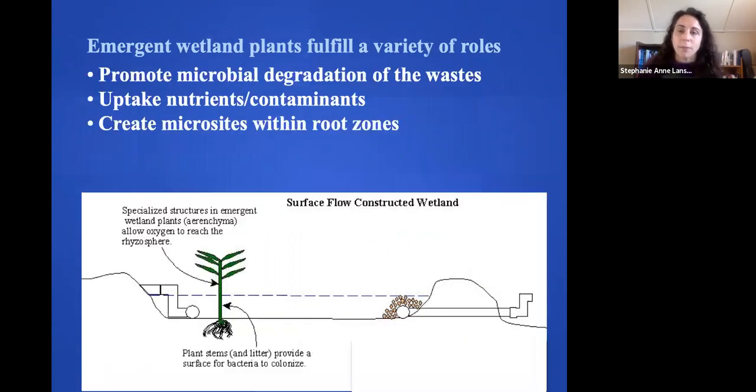The emergent wetland plants fill a variety of roles. They promote microbial degradation of the waste. They also take up nutrients and contaminants into the plants themselves. They also create microsites within the root zones.